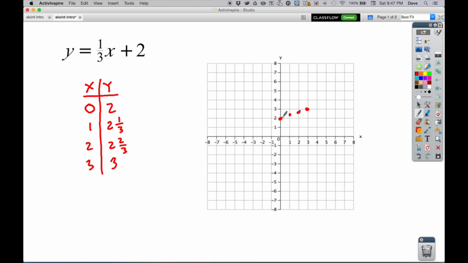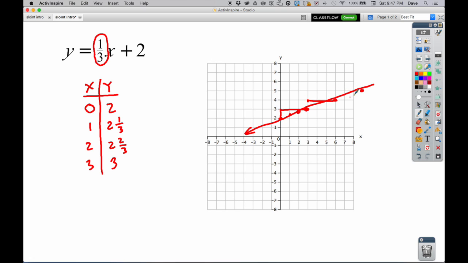And if you look here, I get something similar to the last lesson, which is that the slope m here is the same as the slope of my graph. 1/3, up 1 over 3, up 1 over 3, up 1 over 3.